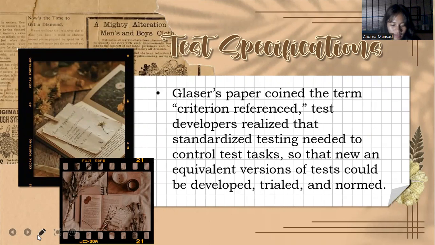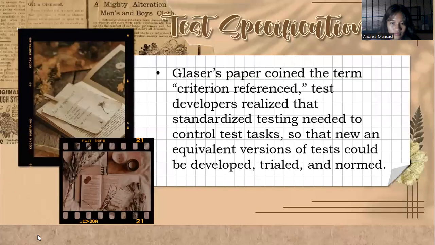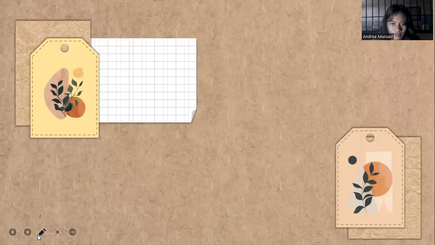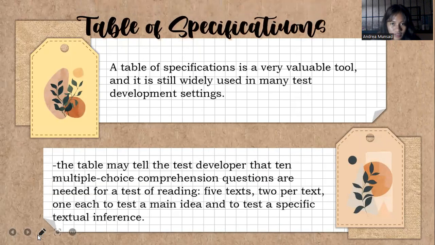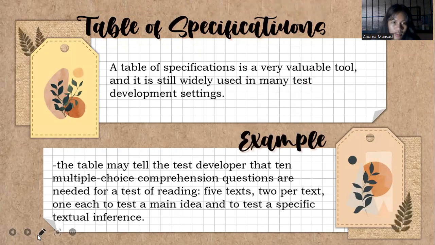These specs also provided information about the particular skills in a test. How many test items are needed for each skill? Often, the information was set forth in tabular form. A table of specifications is a very valuable tool, and it is still widely used in many test development settings.